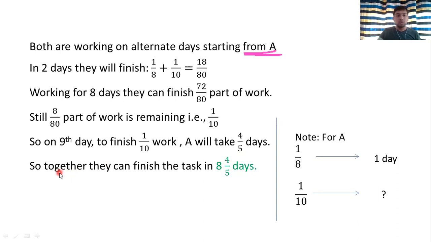Okay, so till now, how many days have they worked? 8 days, and on the 9th they will take 4/5 of 24 hours. So together, they can finish the task in 8 4/5 days. Okay, so I hope you have understood. We will go back to the given problem and understand it.